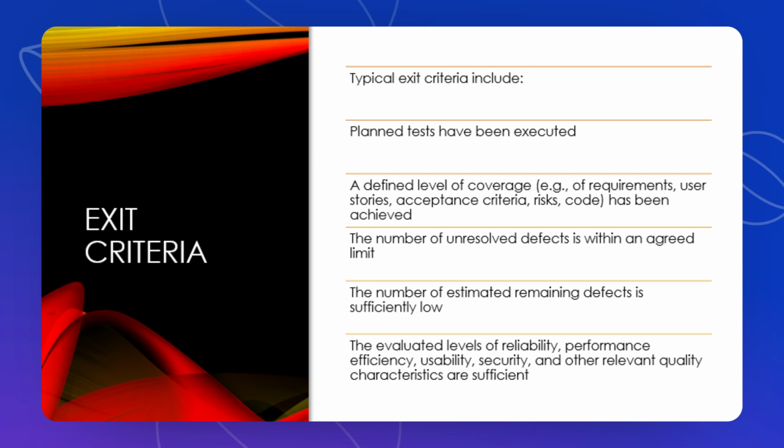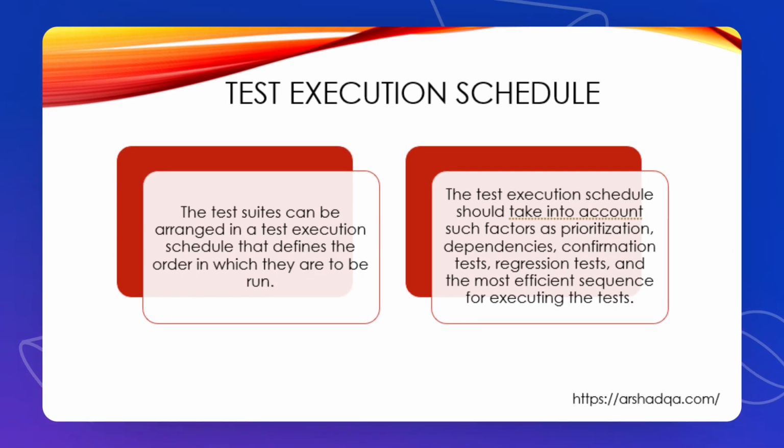The evaluated level of reliability, performance, efficiency, usability, security, and other relevant quality characteristics should be sufficient. In the test execution schedule, the test suites can be arranged to define the order in which they will be run. The test execution schedule should take into account such factors as prioritization, dependencies, confirmation tests, regression tests, and the most efficient sequence of executing the tests.